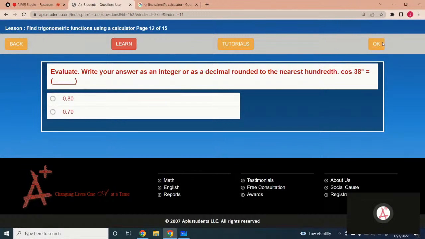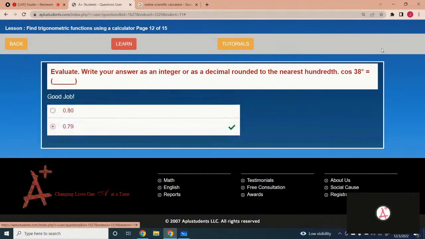Okay, the next one is you have to calculate cos 38. Got it? So cos 38 is 0.79. So select the correct option and click on the OK button.